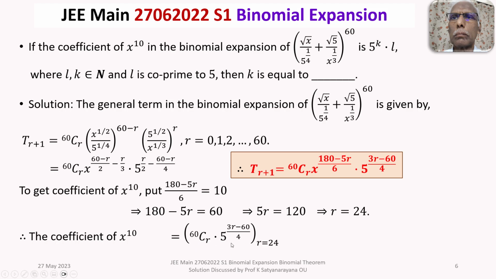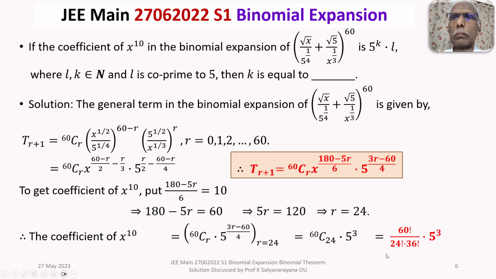60C24 into 5 to the power of 24. 24 3s are 72, minus 60, that is 12, by 4, that is 3. So 60C24 into 5 cube. 60C24, that is nCr, is equal to n factorial by r factorial into n minus r factorial, and that is equal to 60 factorial by 24 factorial into 36 factorial into 5 cube.